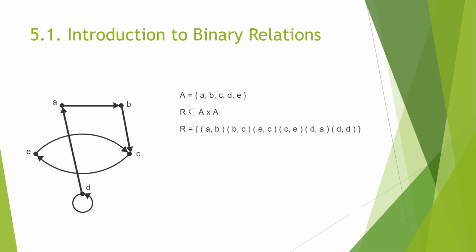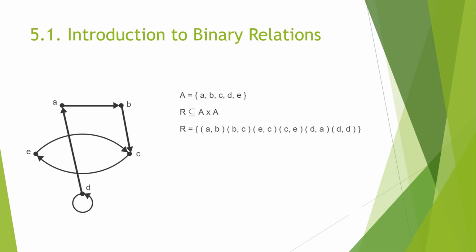As you see, since A is related to B, there's an arrow from A to B. Since B is related to C, there's an arrow from B to C. Since E is related to C, there's an arrow from E to C. Since C is related to E, there's another arrow in the opposite direction from C to E. And since D is related to A, there's an arrow from D to A. And finally, since D is related to itself, there's a self loop from D to itself.